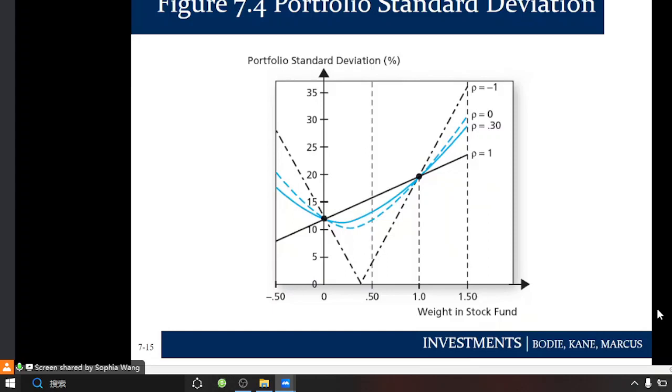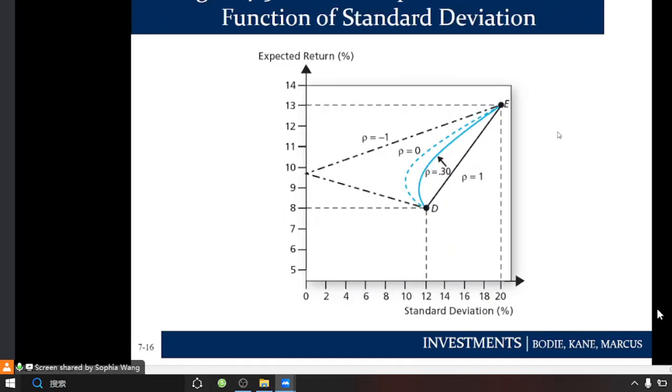So the third one, if you combine these two pictures, of course we can get the relationship of the expected return and standard deviation. So this weight is just a bridge to connect the two important parameters. Then we get the third one. You should change the direction. Then we can easily get the third one.